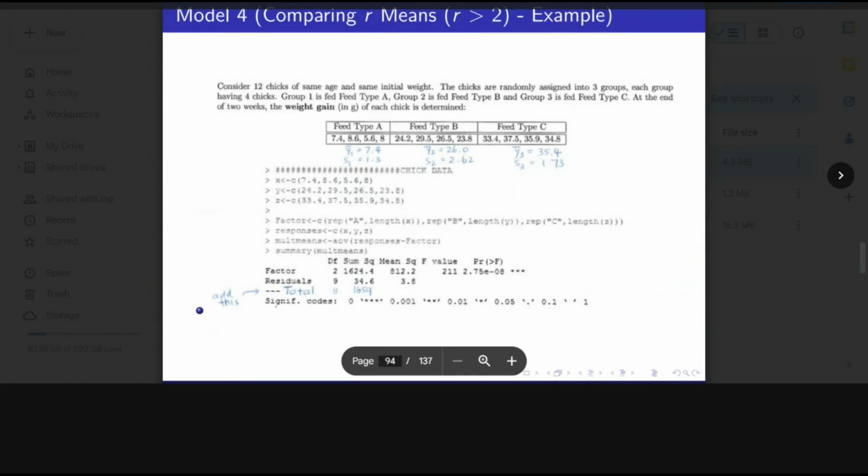All right. So we will talk about the ANOVA table the next time we are together. Okay, and that's all for today.